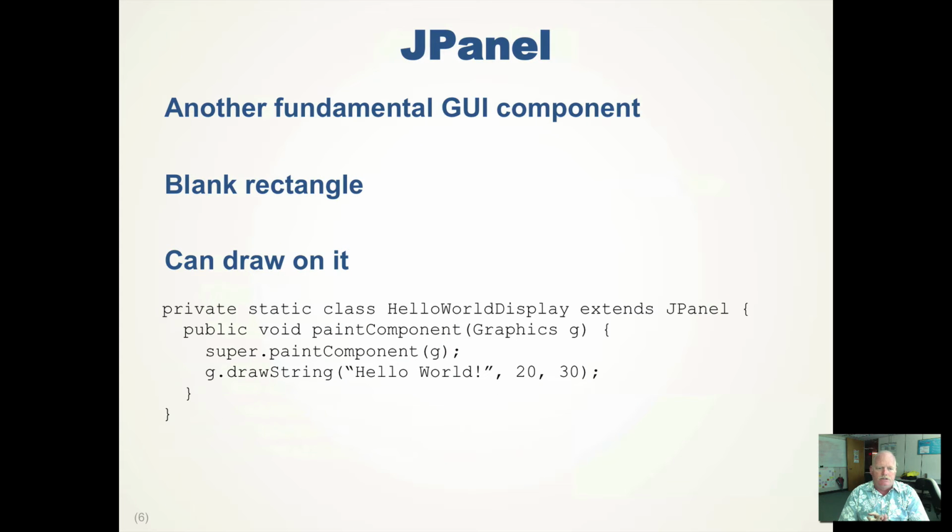One of the first things we can do with JPanel is use the paintComponent method that is supplied. This is overriding the method from the JComponent class that provides the graphics context. When we call super.paintComponent, that will fill in the background color for the panel, and then we can call methods on this graphics context like drawString, which will draw the string "Hello World" at an X position of 20 and a Y position of 30.